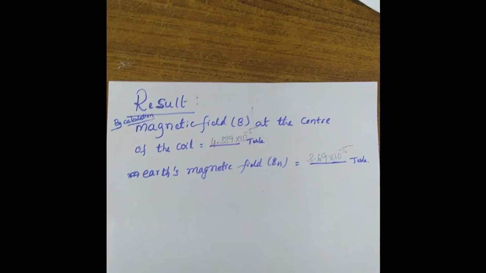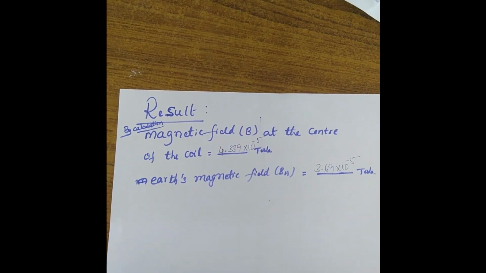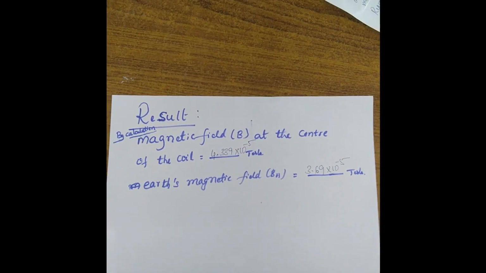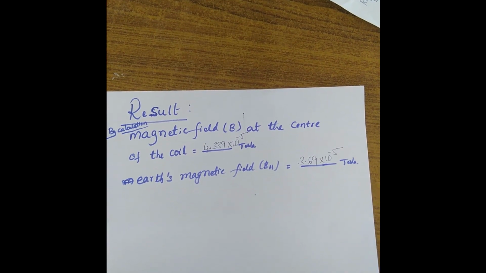At last, the result of this experiment is the magnetic field B at the center of the coil is 4.389 into 10 power of minus 5 Tesla. Earth's magnetic field BH is equal to 3.69 into 10 power of minus 5 Tesla.